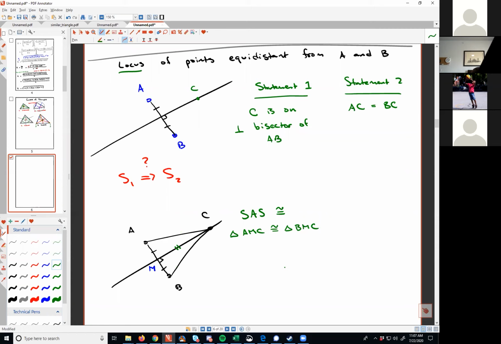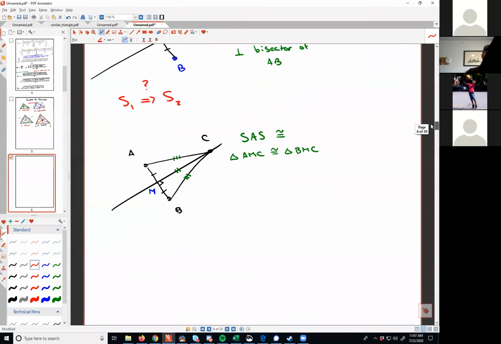Okay, since these triangles are congruent, all of their sides are pairwise congruent to each other. Therefore, statement 2 is true: AC equals BC. Okay, so we proved that statement 1 implies statement 2, and now we want to prove that statement 2 implies statement 1.